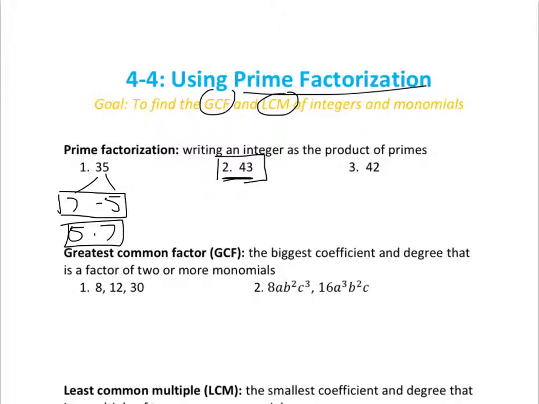For 42 here, you break it down. We've got 7 and 6. Break 6 down to 3 and 2. And so for the final answer here, you need to include all three of these terms. Your final answer is going to be 2 times 3 times 7. And if you actually work out 2 times 3 times 7, it comes out to 42.